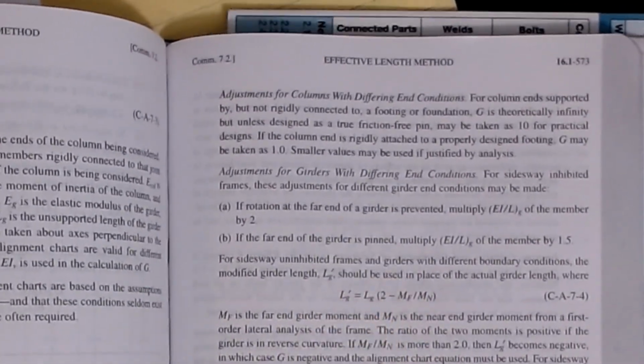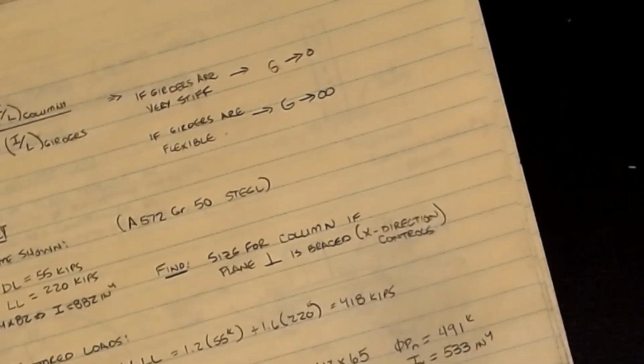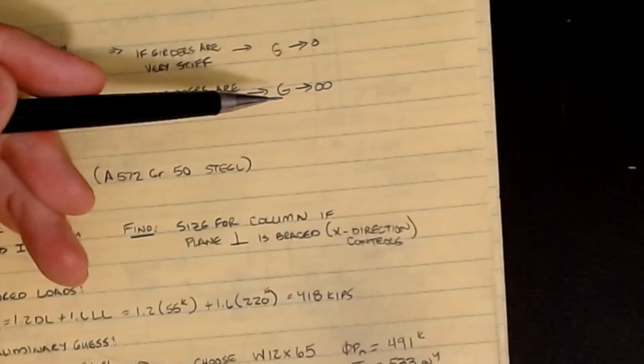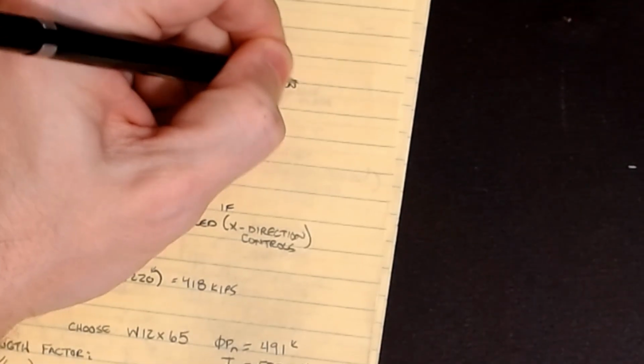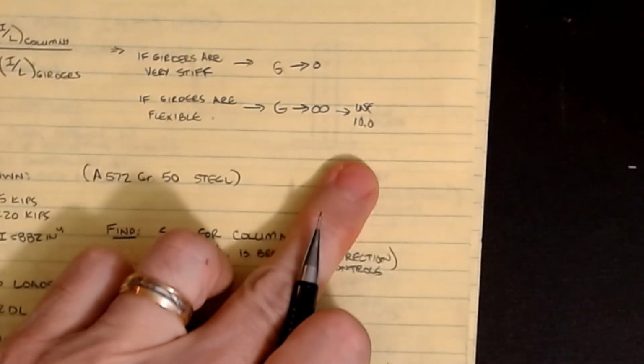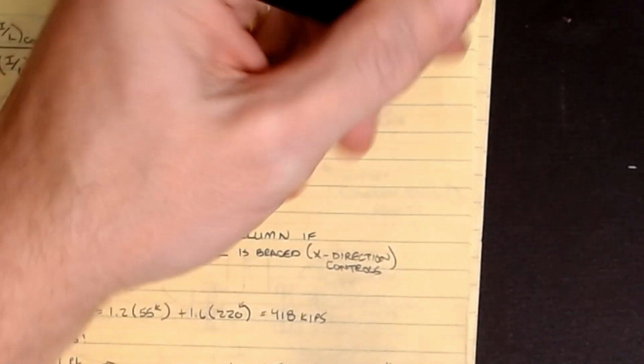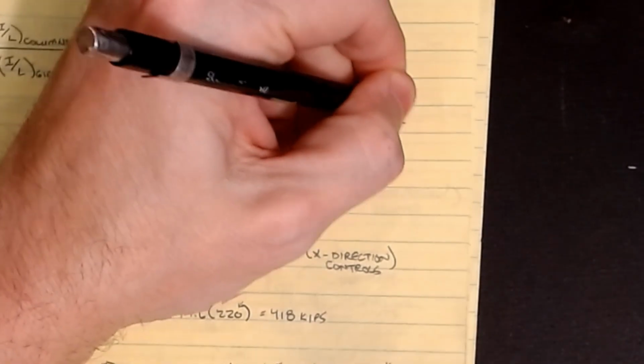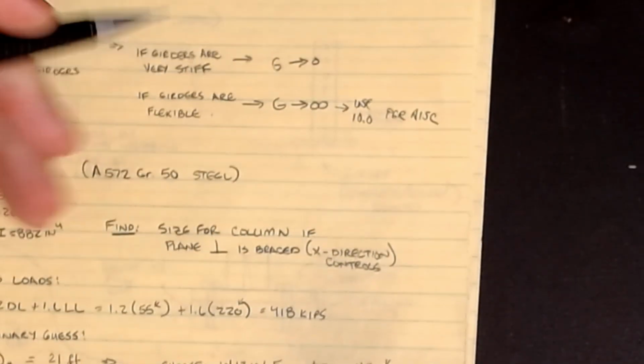Okay, so for a fixed condition then, our G is taken as infinity, and they say use 10.0. That's the theoretical. That's what the AISC code says. So we'll just make a note per AISC. I showed you the page where that came from.